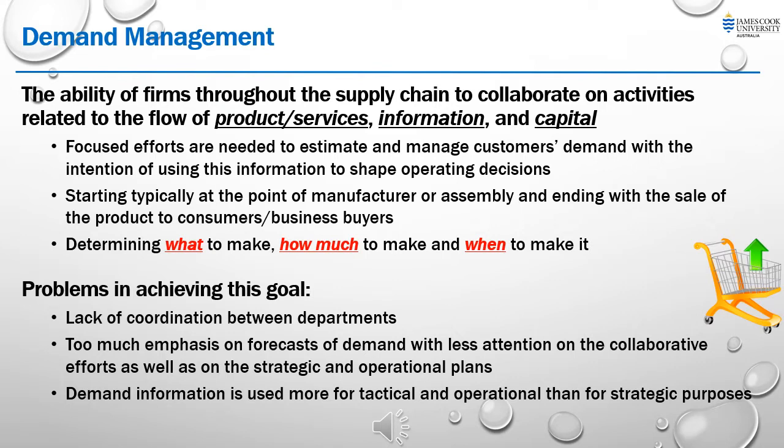Having said that, to achieve this, there are many problems. Some of these we mention here, like lack of coordination between departments, too much emphasis on the forecast of demand with less attention on collaborative effort, and demand information being used more for tactical and operational than strategic purposes. There are some more as well. It's always good to be aware of those problems and challenges, because when we are aware of them, we can make better decisions.